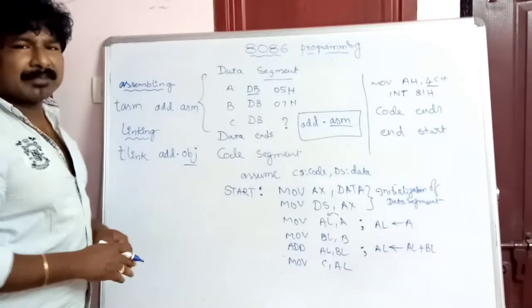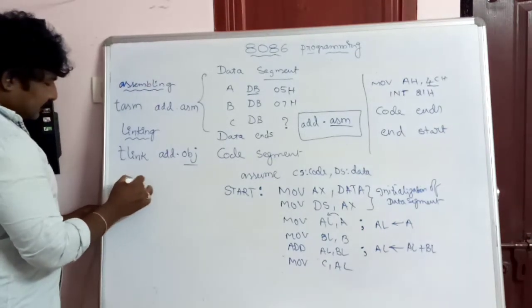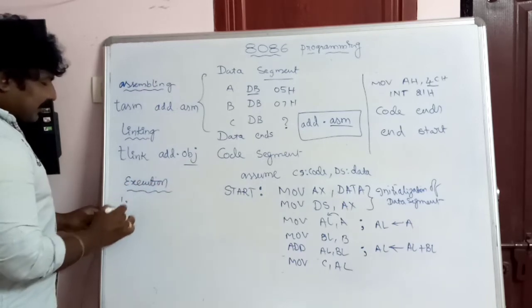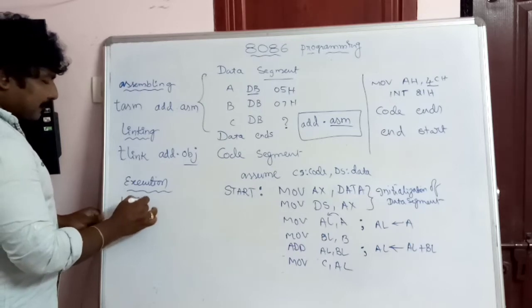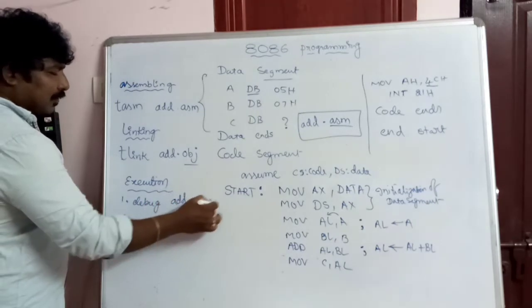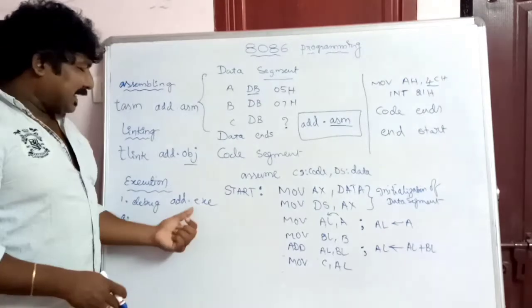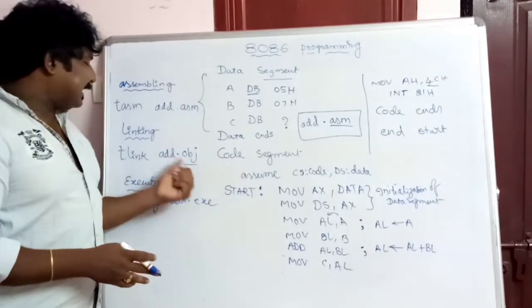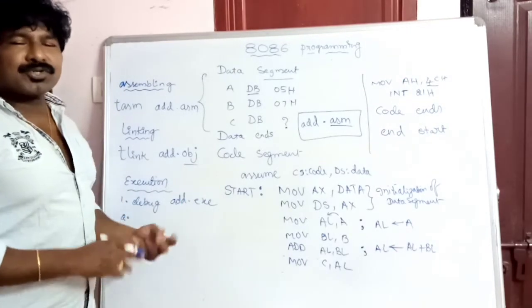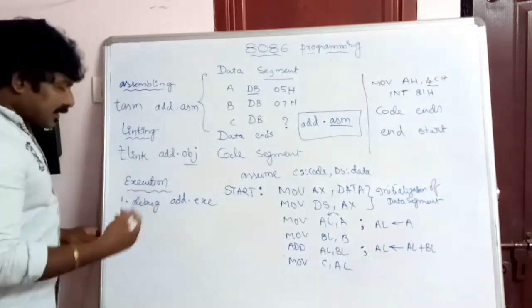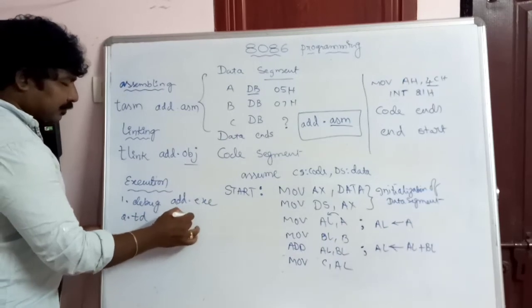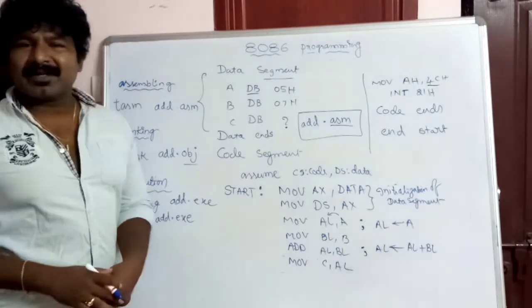And the next thing is the execution part. Execution can be done in two ways, by using the debug command, debug followed by add.exe. Where does this exe come from? EXE stands for executable file. After linking your program, your file is converted from object to executable file. So you should write it as add.exe, or I can use another command called td add.exe. So there are two commands to run your program.